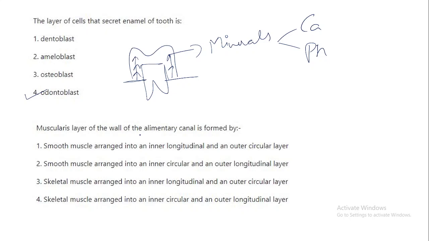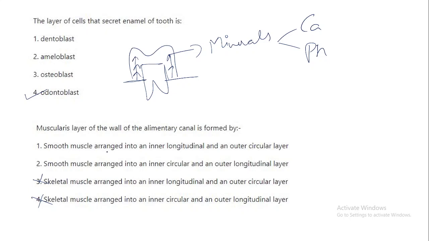Okay, so the muscularis layer of the wall of the alimentary canal is formed by... we have discussed that they are formed of smooth muscles, right? Yeah, so look here, we need to also filter the options. One thing we should be sure of, that the main content is smooth muscle, so definitely option 3 and option 4 are disqualified.